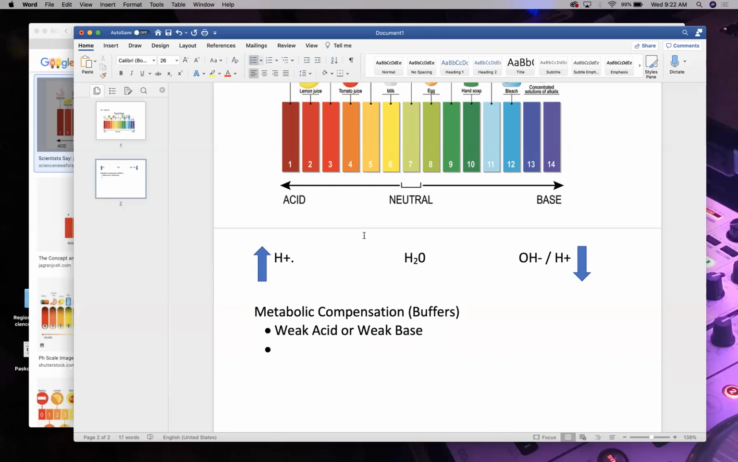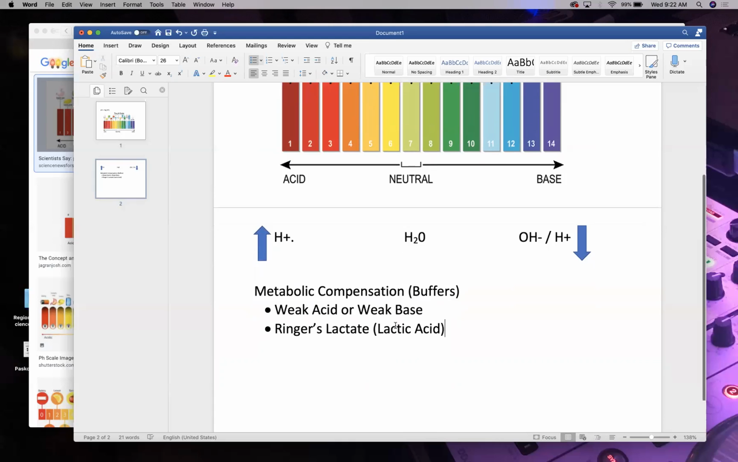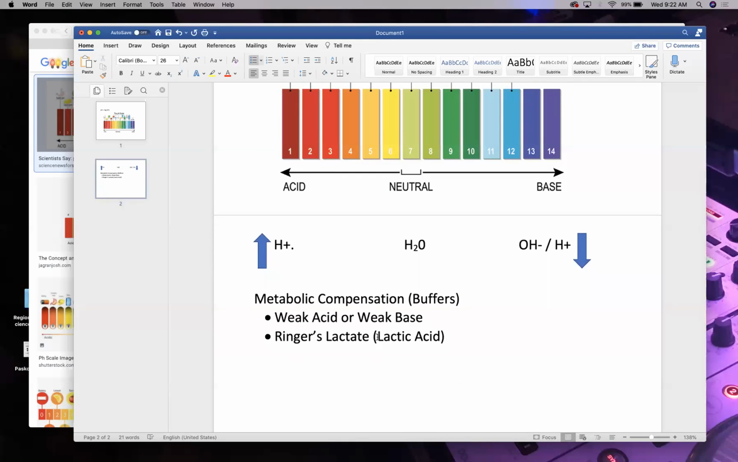So maybe you've heard of some of these, like Ringer's lactate. And lactate is lactic acid. So that's a weak acid. Lactic acid we'll talk about more in a minute. And maybe you've heard of sodium bicarbonate. Bicarbonate. And that is a weak base.